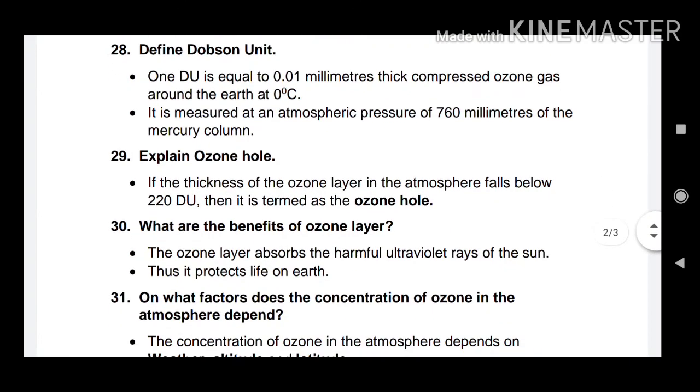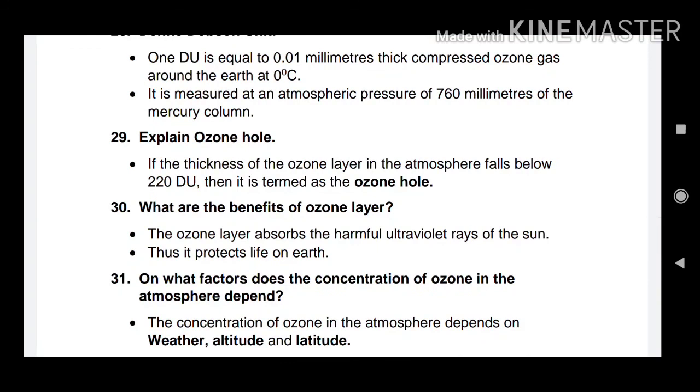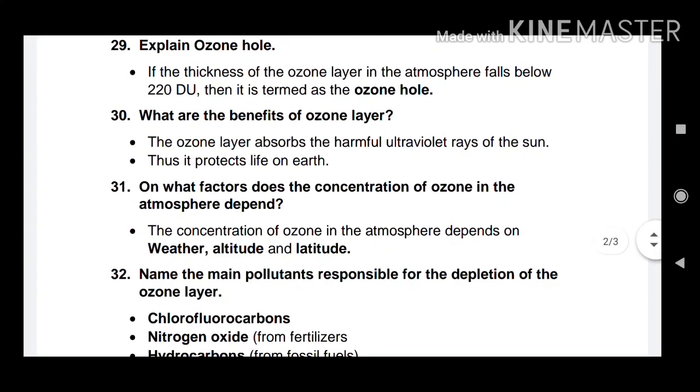The next question is, explain ozone hole. If the thickness of the ozone layer in the atmosphere falls below 220 Dobson unit, then it is termed as the ozone hole. Next question, what are the benefits of ozone layer? The ozone layer absorbs the harmful ultraviolet rays of the sun. Thus, it protects life on Earth.